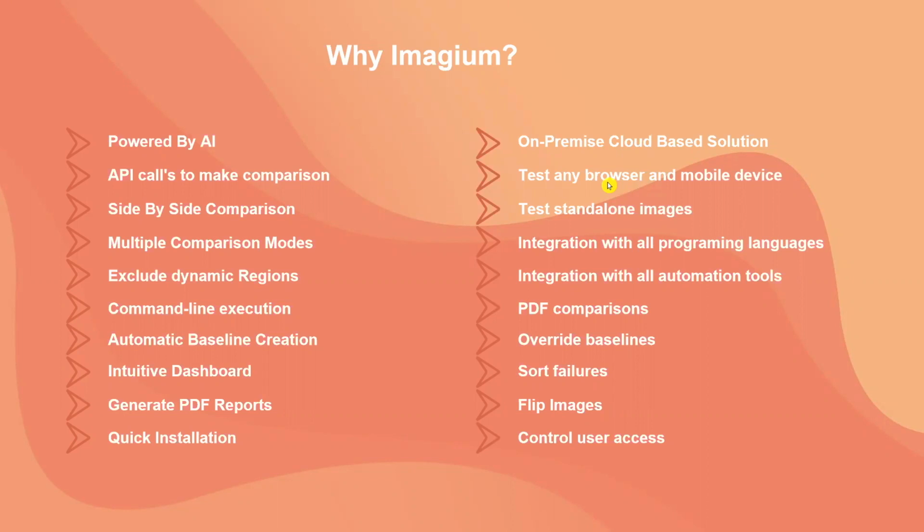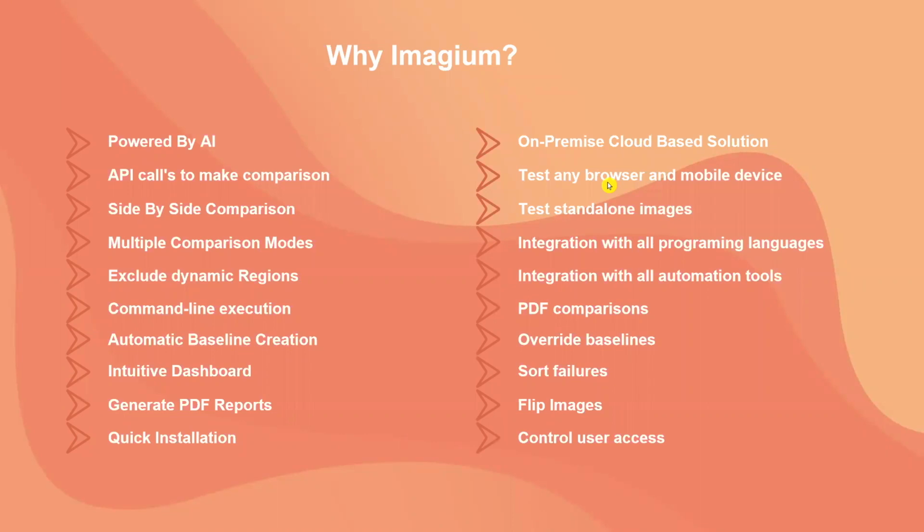Also, you have a feature to sort all the failures. Assuming you have run hundreds of test cases and you want to see only the steps which failed, maybe 5 out of 100, you could do that with one button click. And with the flip image feature, you could overlay the current image and the baseline image, which helps you easily visualize the differences.